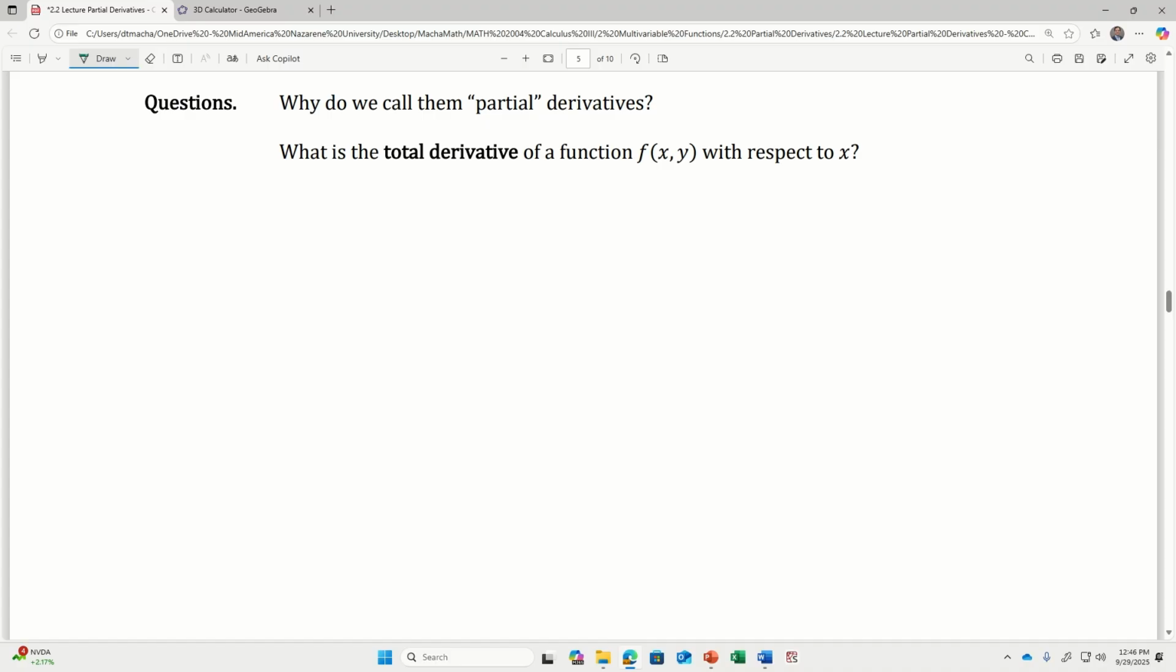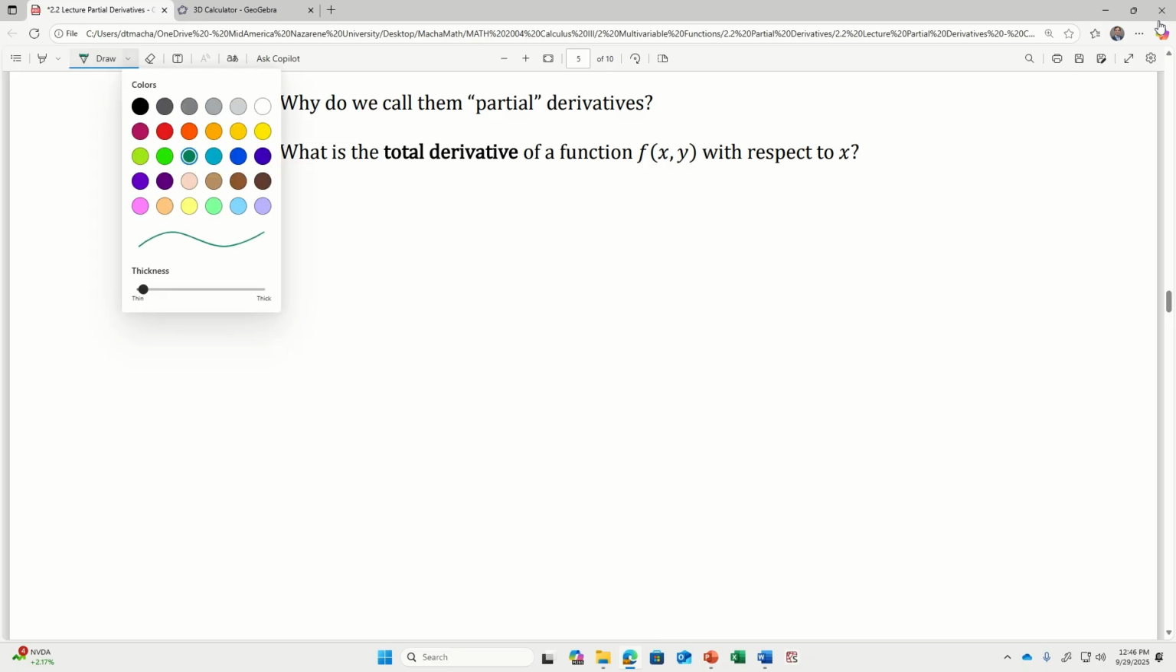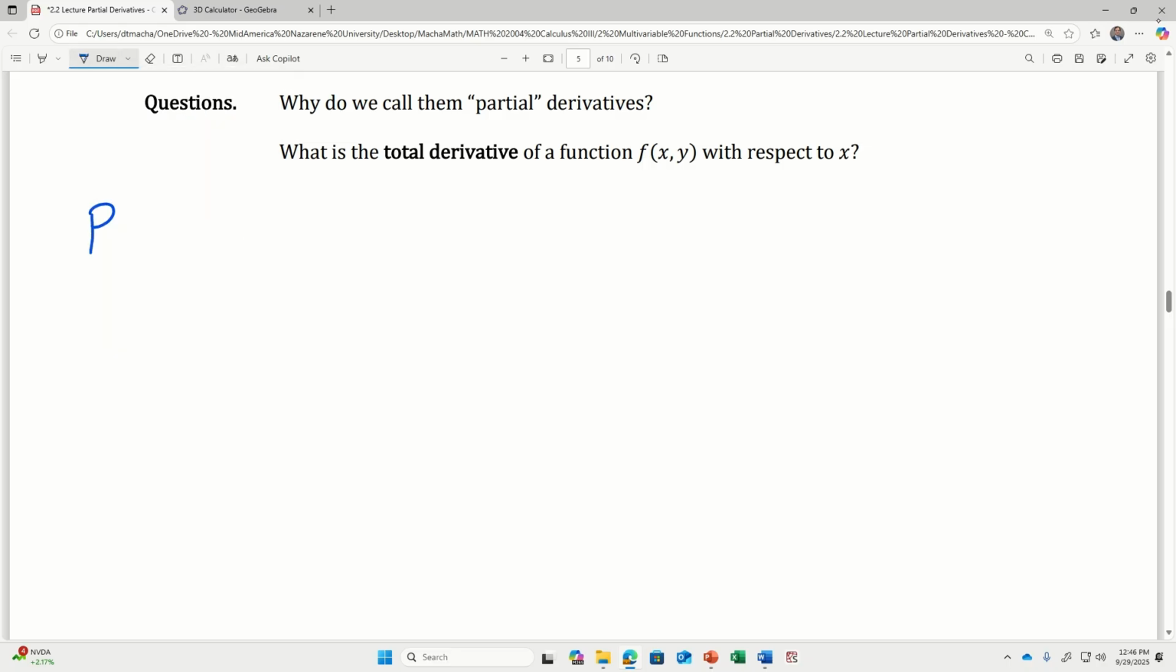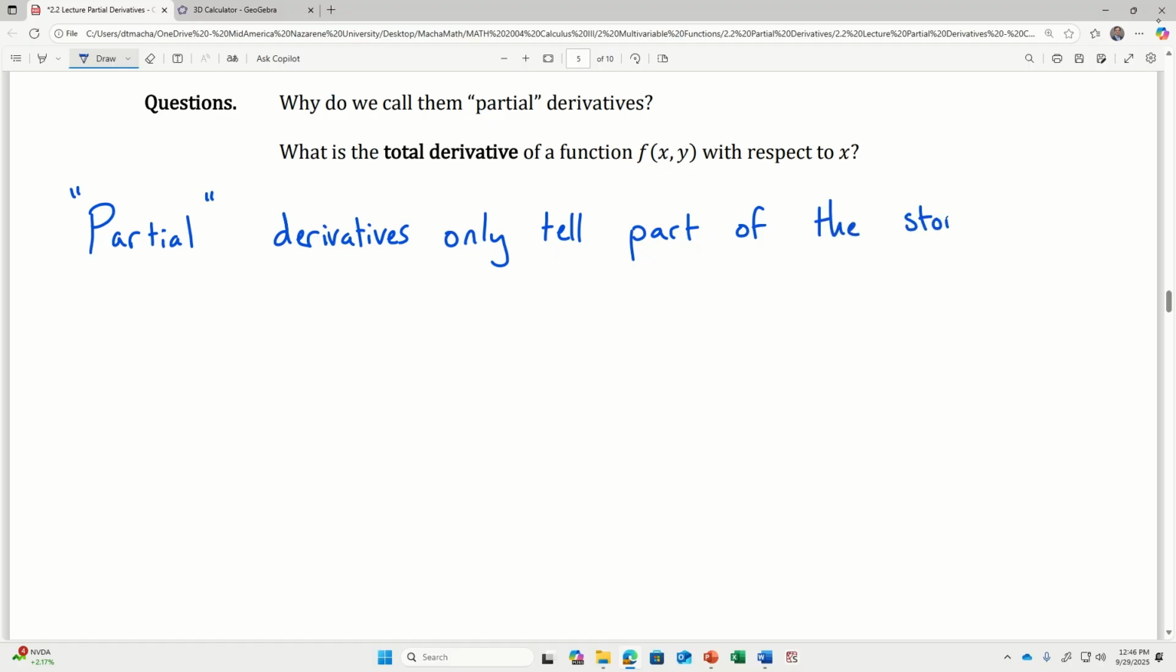So one thing that always confused me as a student is, why do we call these partial derivatives? And what would it mean to have a total derivative with respect to x? And the answer to this question is, partial derivatives only tell part of the story.